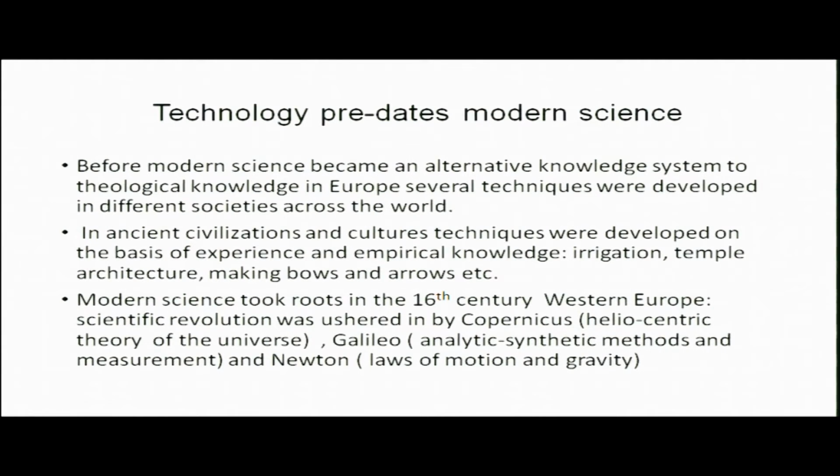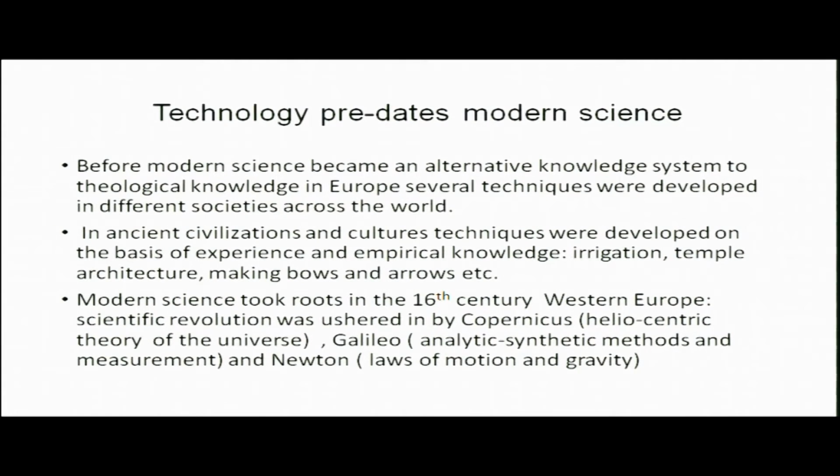Before modern science became an alternative knowledge system to theological knowledge in Europe, several techniques were developed in different societies across the world. In ancient civilizations and cultures, techniques were developed on the basis of experience and empirical knowledge. For example, techniques of irrigation, temple construction, temple architecture, making bows and arrows, and Persian wheels to lift water are some of the examples of the knowledge that societies which did not have modern science used in achieving magnificent feats.